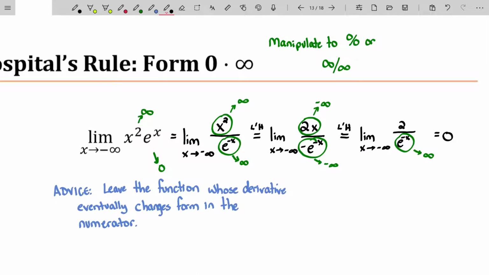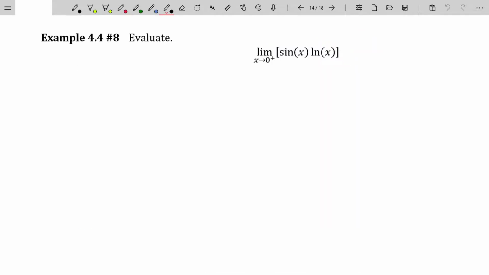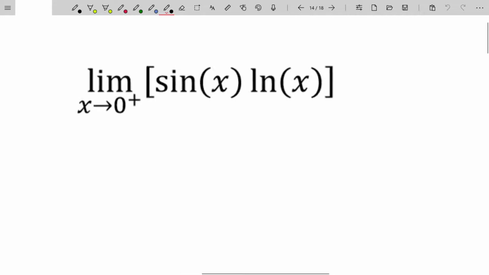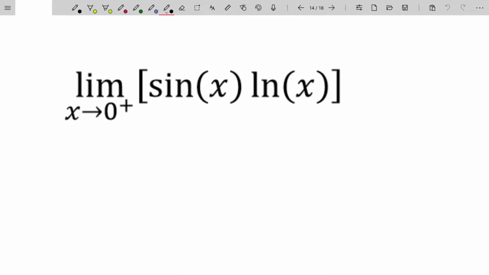All right, let's take another example. And this second example is actually the only other example I have in this video. If you take a look at this, we're being asked to evaluate the limit as x approaches 0 from the right of the sine of x times the natural log of x.